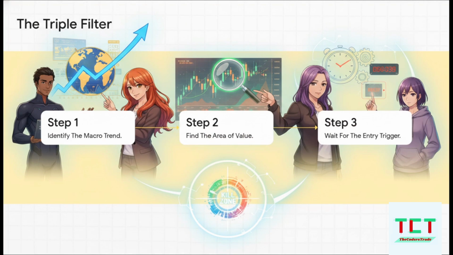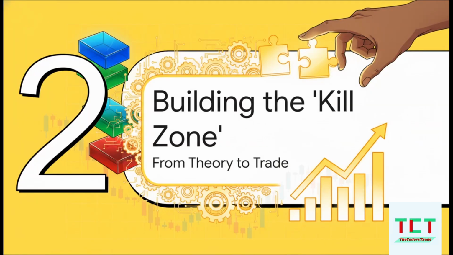So here they are, the three pillars of the entire system. First, we figure out the big picture trend. Second, we find a very specific area of value on our chart. And third, we patiently wait for a precise entry signal. You layer these three steps together, and that's how you create the kill zone. All right, so let's see how this actually works. How do we go from these concepts, this theory, and turn it into a practical, repeatable plan that you can actually use to find trades?